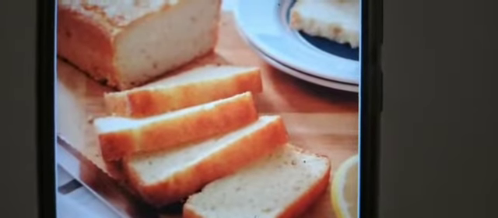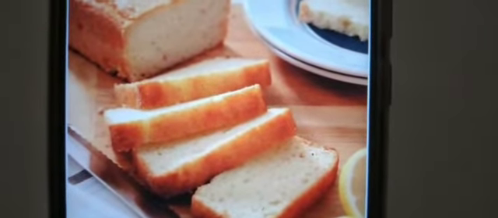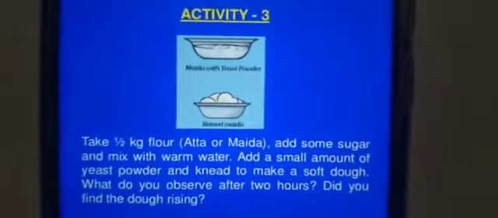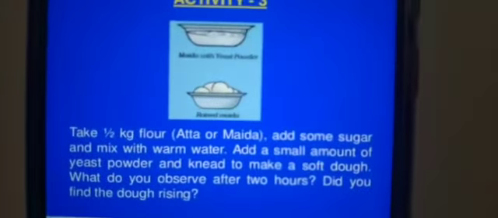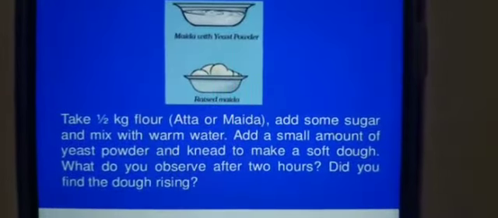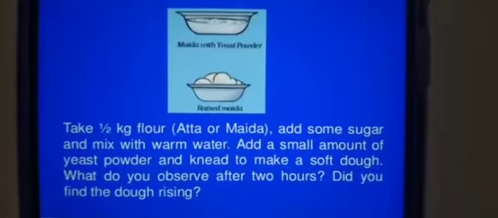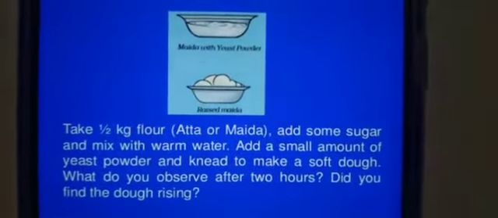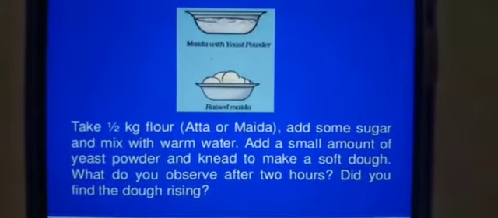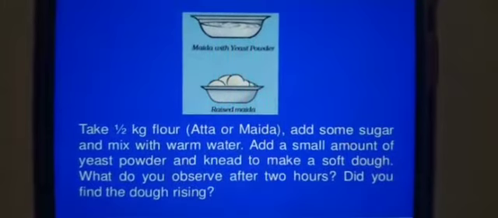Even in the manufacturing of bread, they use yeast for baking. One activity here: take half kg flour, atta or maida, add some sugar and mix with warm water, and add a small amount of yeast powder that is available in the markets, and make a soft dough.